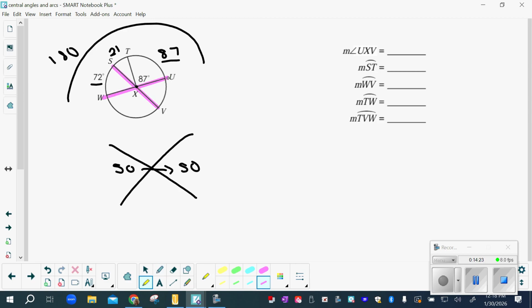Do you see that little bow tie action? If that's 72 right here, what's that guy got to be? 72. 72. Right? Gotta watch for those. And the other one's going to be what? 180 take away 108. 108. Do we get how I got those?